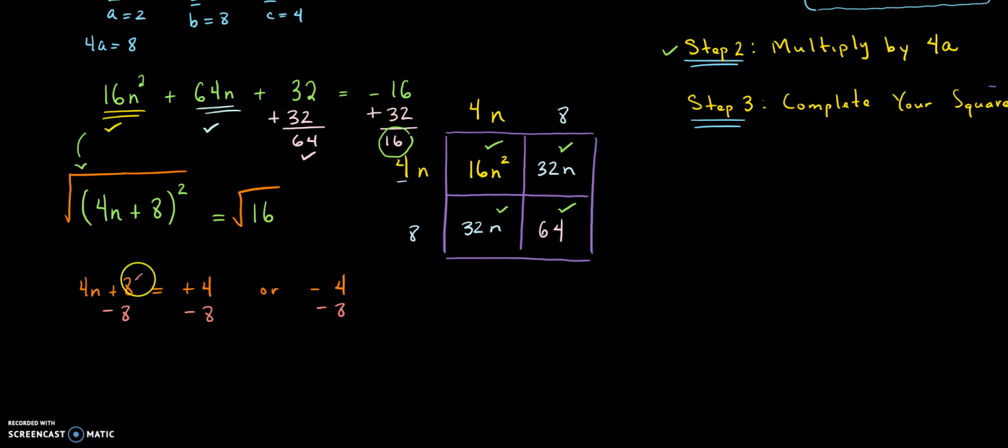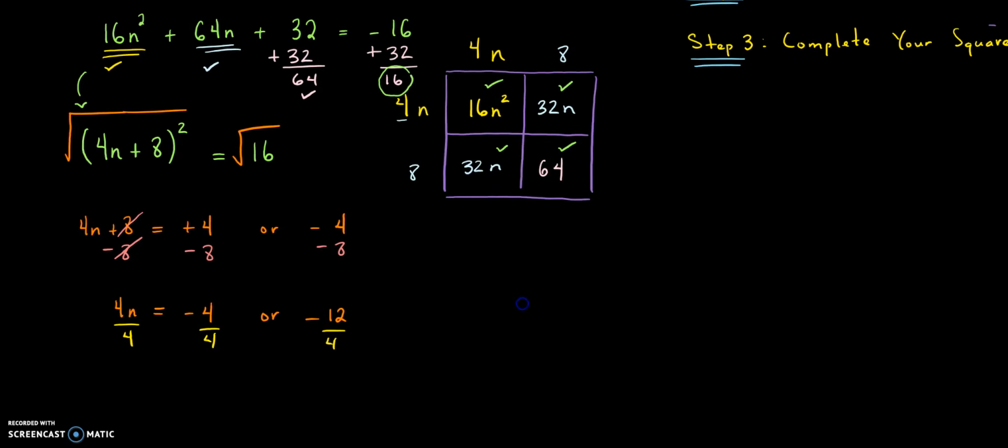So let's see what we have. This is going to cancel out. What are we left with? Well, we're just left with 4n. We have 4 minus 8. 4 minus 8, that is negative 4. Or negative 4 minus 8. Negative 4 minus 8, that is negative 12. And finally, the last step to do here is just to divide by this 4. Divide by 4. Divide by 4. And we should have it.